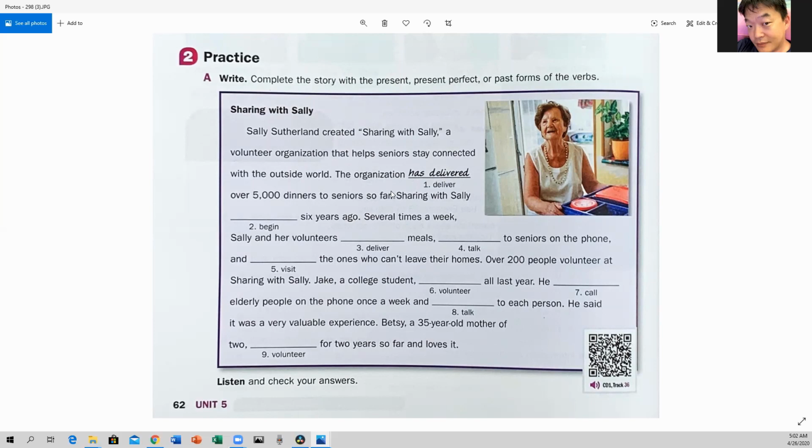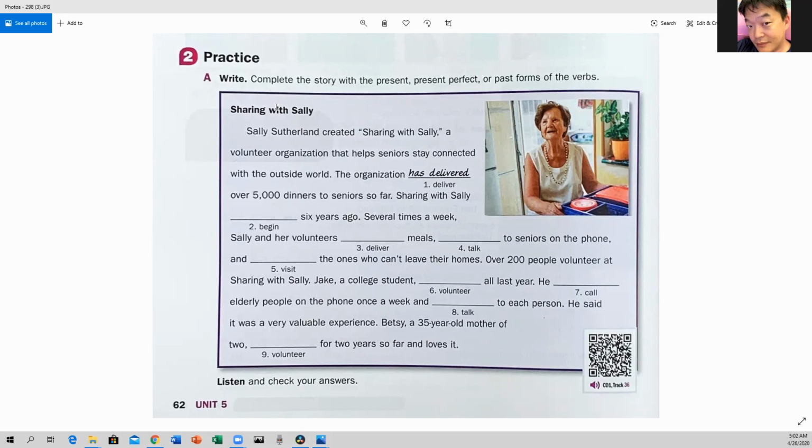Okay, so let's try to do this together slowly, so that you can understand, and then, if you did it right, you're going to do the correction. Okay, so let's take a look here. So let's move on with our correction. Okay, so, Sharing with Sally.